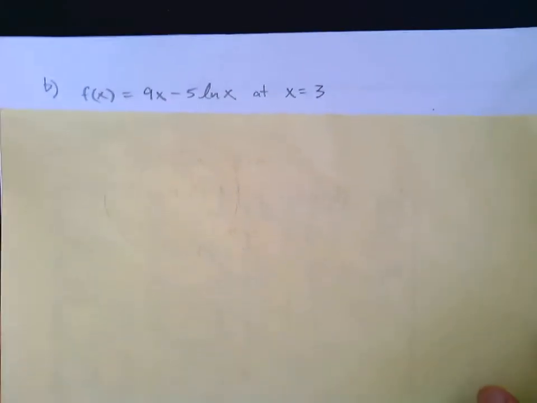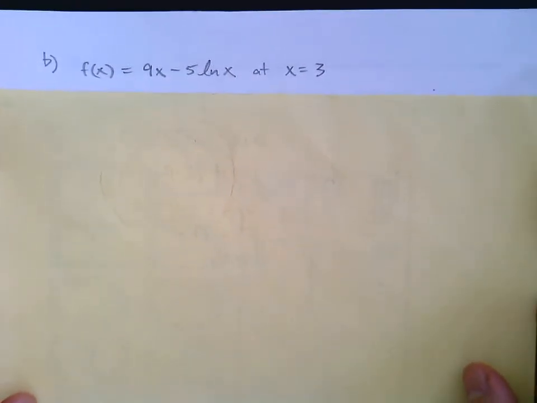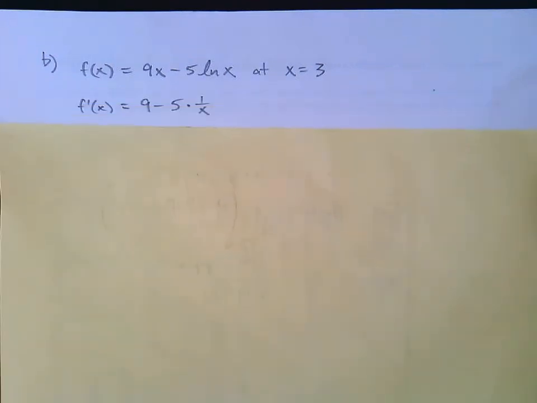Mix up our function just a little bit. Let's say our function f of x is 9x minus 5 natural log x at x equals 3. Let's find the relative rate of change and the percent rate of change. Well, first thing we're going to need is a derivative. So here the derivative is 9 minus 5 times 1 over x, or maybe we prefer to think of it as 9 minus 5 over x.